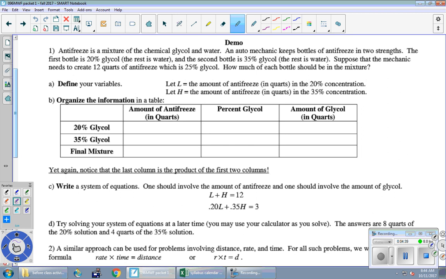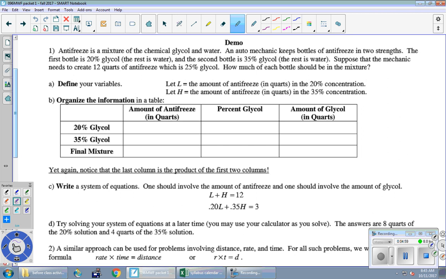Is that the whole or the part? 2 votes for part. The amount of antifreeze, is antifreeze the whole or the part? Antifreeze is the whole. Yeah, the 20% is just the part, okay? But L is the whole, the entire liquid, including the water.